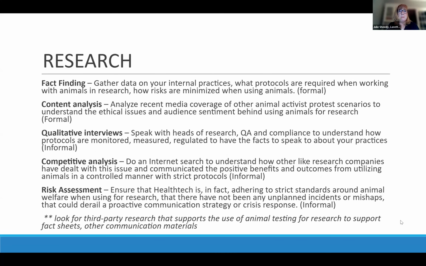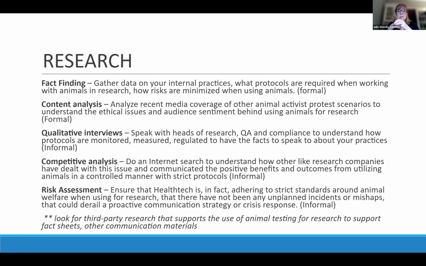So again, I came at this from the standpoint that they were planning this in a month, so some of these tactics I had in mind required quick action. From a research standpoint, that influenced it a bit. So I listed a few different things here. Fact finding: I would immediately gather data on internal practices, what protocols are required when working with animals in research, how risks are minimized when using animals, and make sure I had a foundation of how we were practicing that I could speak to, trying to be proactive and communicating the positive.